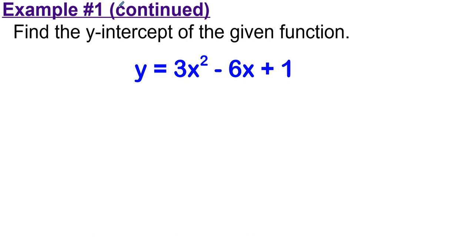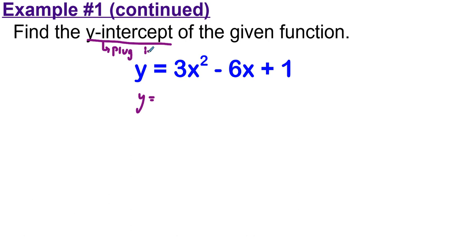All right, still example 1 continued. Find the y-intercept. The y-intercept, if you go back in the slides, it's 0, c. But to find a y-intercept, we always plug in 0 for x. So we plug in 0 for x. Okay, I'm going to make that note right here. Plug in 0 for x.